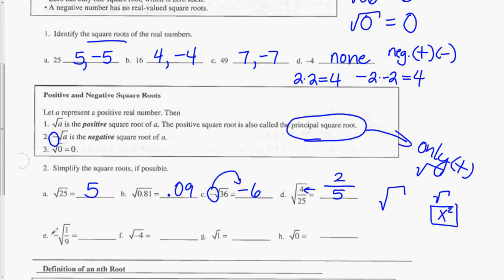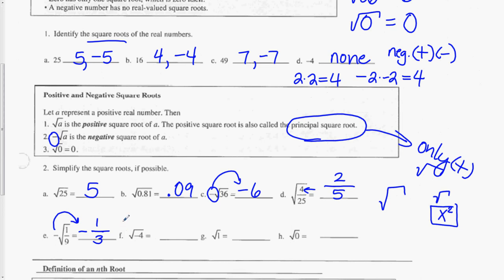I need the fraction. On E, I know I'm going to have a negative carry over because I have a negative out front. The square root of 1 is always 1. 1 is a perfect square, it's a perfect cube, it's a perfect fourth. So anytime you have a root of 1, you're going to get 1 to come out. And then the square root of 9 would be 3, so that's going to be a 3 on the bottom.